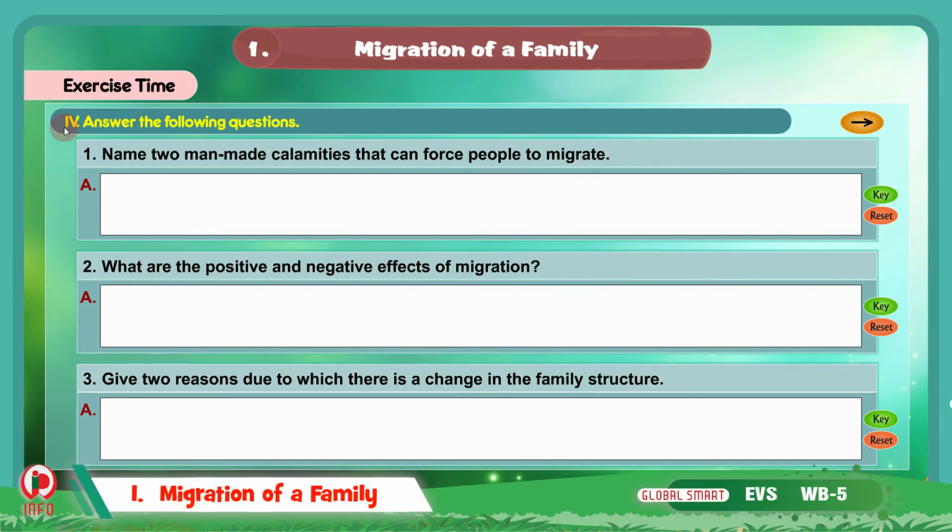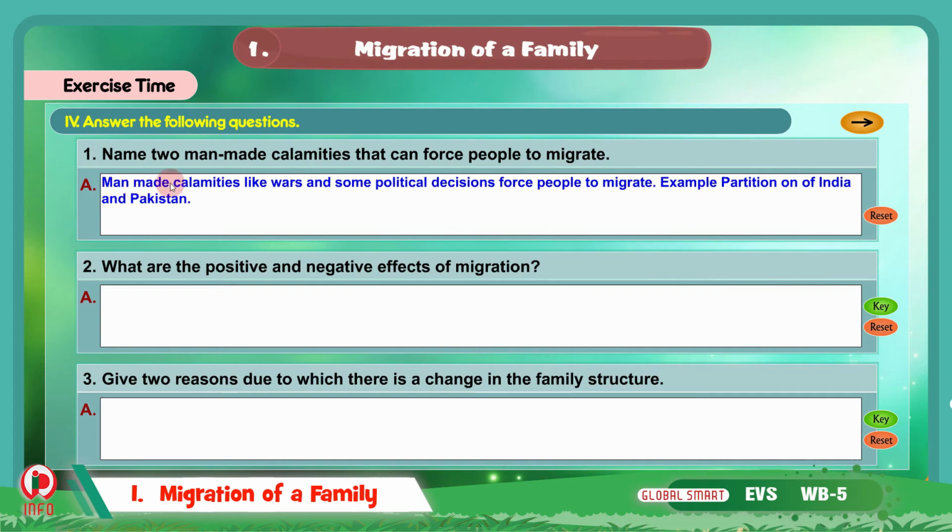Exercise time, fourth bit. Answer the following questions. Here we have 3 questions. We have to write answers for these questions. The first one here is, name 2 man-made calamities that can force people to migrate. Man-made calamities are those created by man. Man-made calamities like wars and some political decisions force people to migrate.